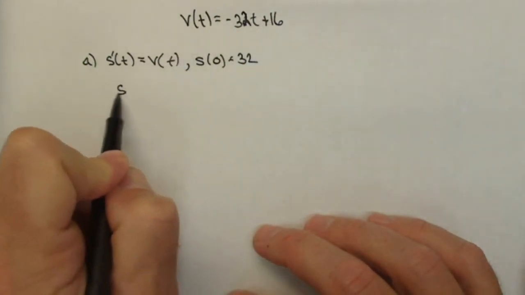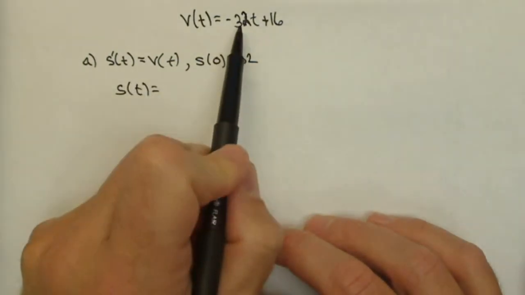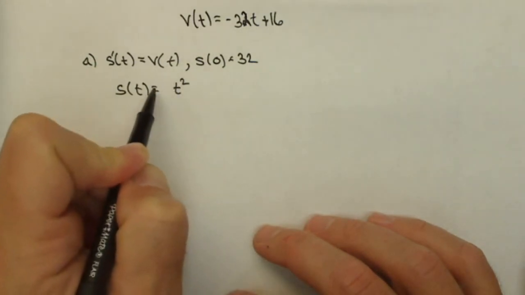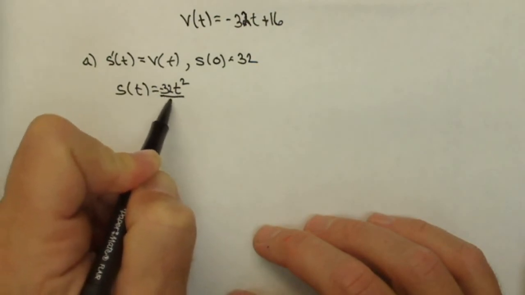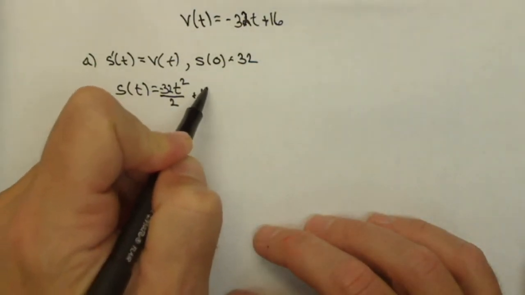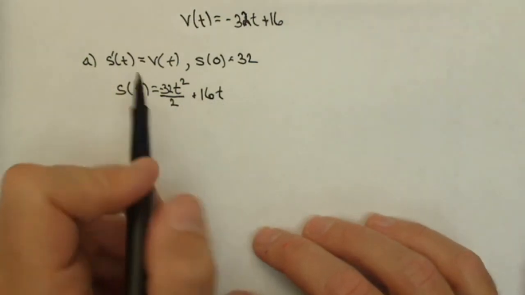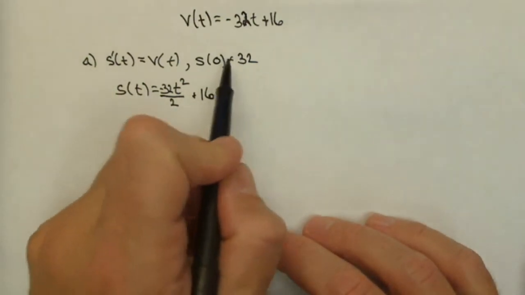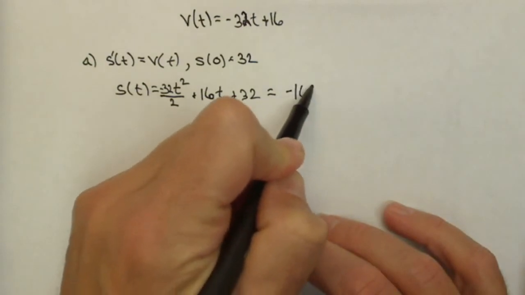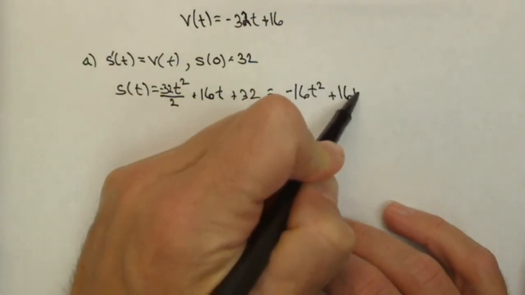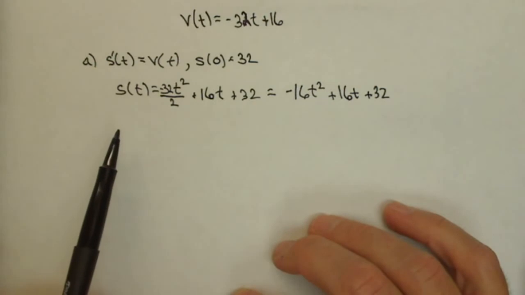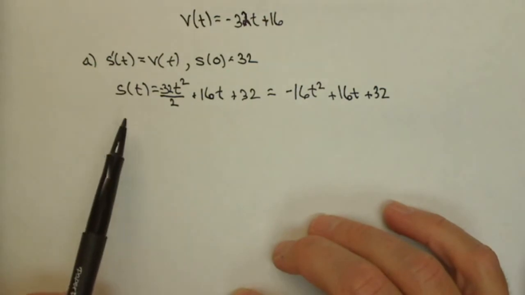As we start to build s of t, first off we want it to have negative 32t as its derivative. So that means negative 16t squared, because with the new exponent the derivative of this will be negative 32t, plus 16t. Now right now s of 0 equals 0, but we want s of 0 to equal 32, so I can just add a 32 onto the end. So here is our function, negative 16t squared plus 16t plus 32. So we have a position function that gives the position of the water balloon as a function of time.